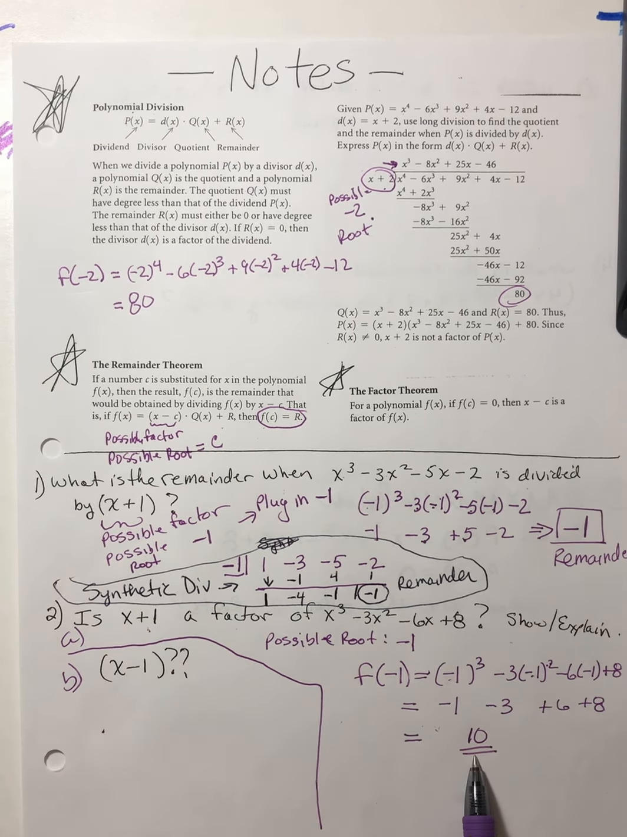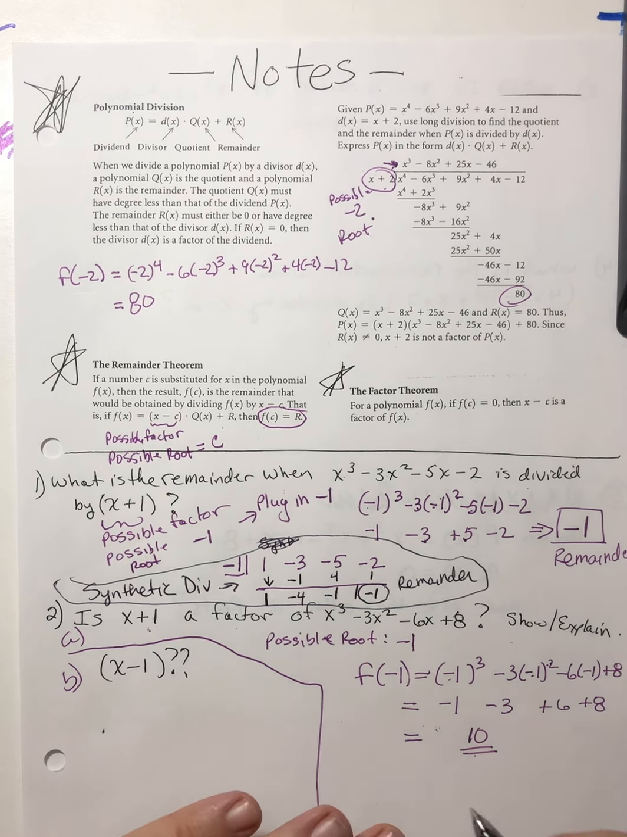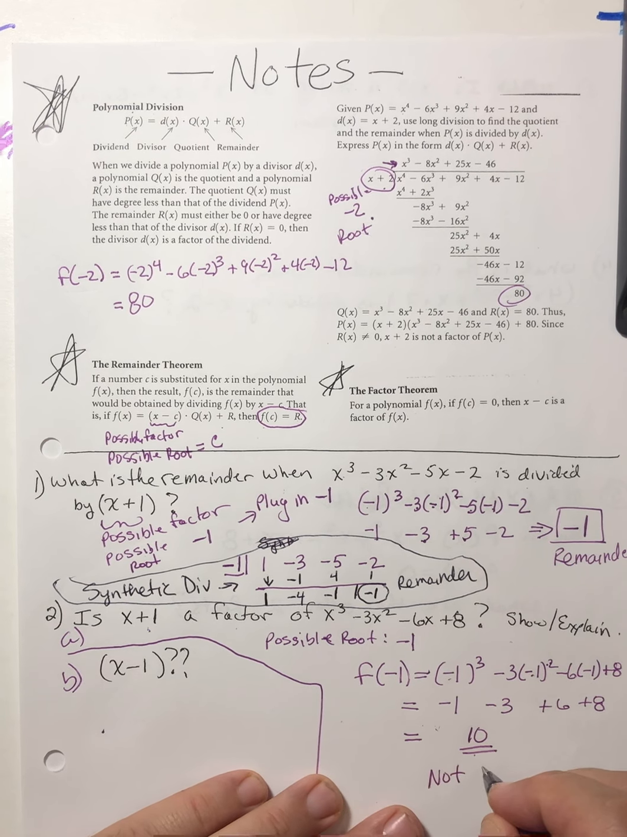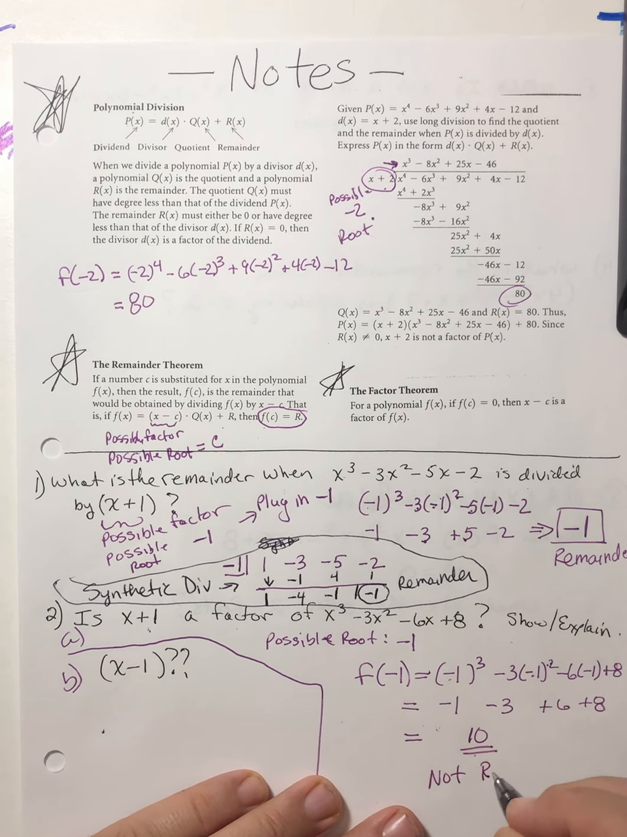Okay, so what are we going to say? We're going to say not a factor. The remainder is not 0. Okay? I don't care what the remainder is. It's just not a 0.